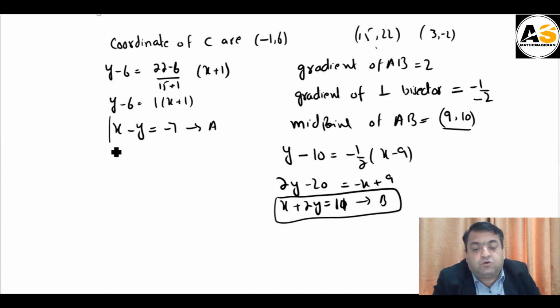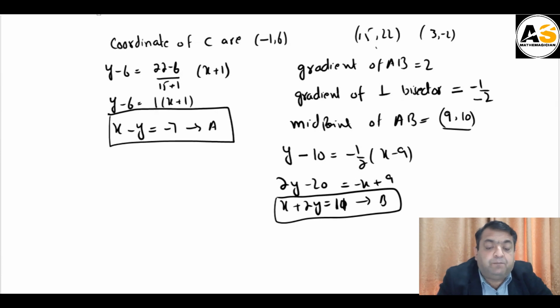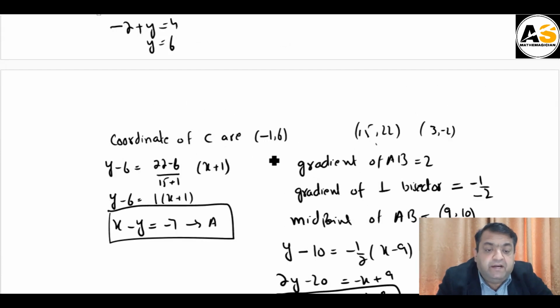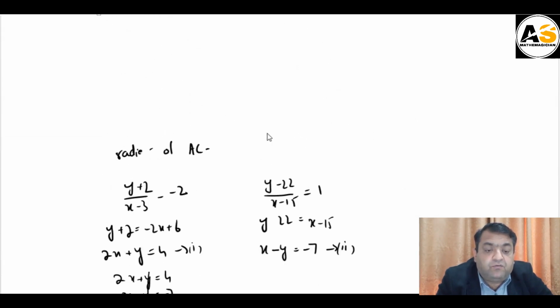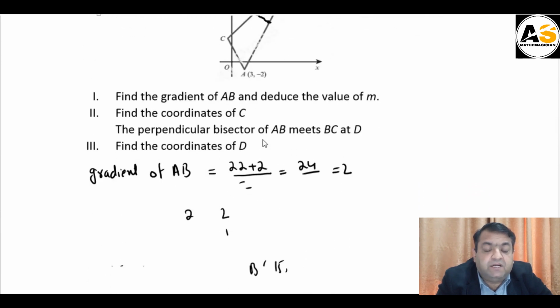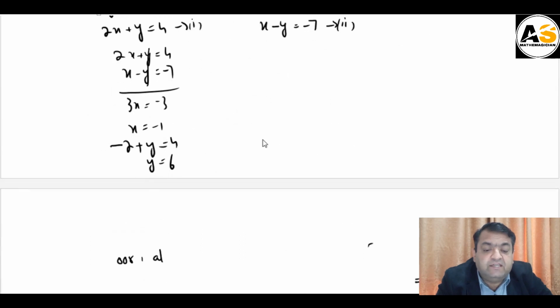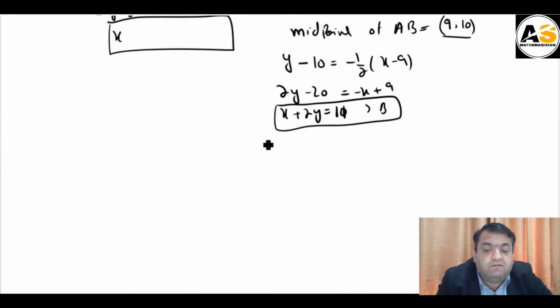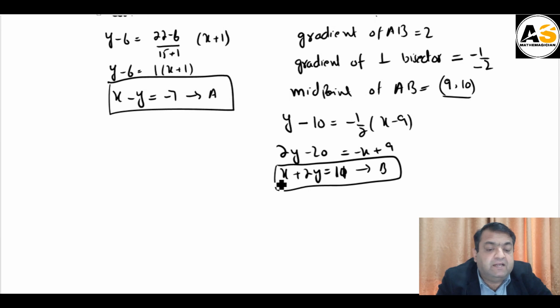Dear student, so far in solving part 3, I have found the equation of BC and the equation of the perpendicular bisector. These two lines meet at D and we had to find the coordinates of D. How do we find these coordinates? We will solve these two equations simultaneously.